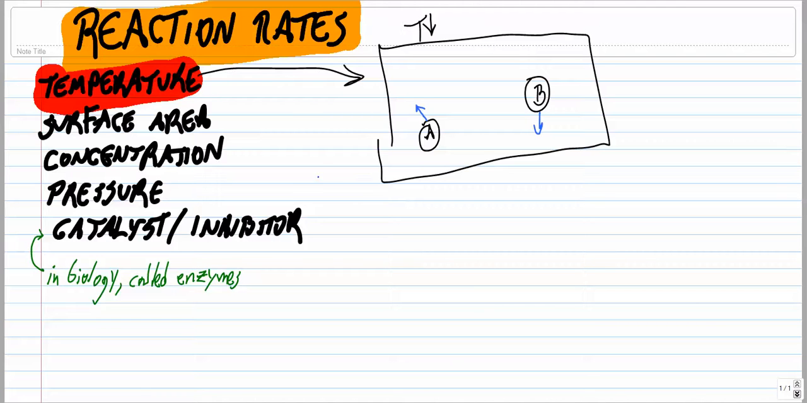But how could we make them hit each other sooner? What we could do is take that temperature and turn it up. So if we turn the temperature up, they're still going to bounce around randomly. They're just going to do it a lot more quickly. They're going to bounce all over the place. So maybe this happens, and then maybe they hit right here, and we get our chemical reaction. So if you take the temperature up, your reaction rate goes up. If you take the temperature down, then your reaction rate goes down.